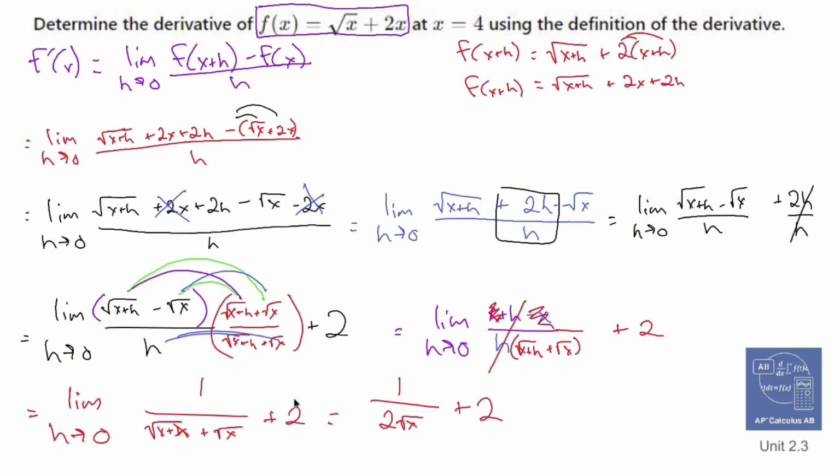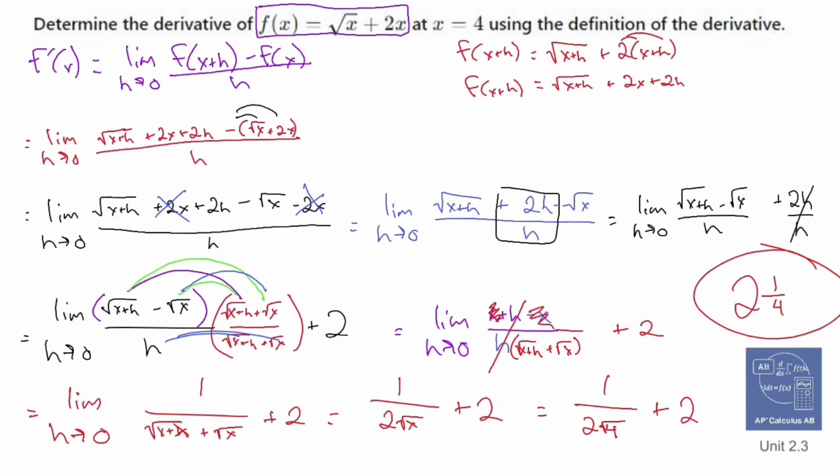Okay, when I plug in 0 for h, nothing happens. Not done quite yet though, because I have to plug in 4 for x. That's going to be 1 over 2 times root 4 plus 2, which is going to be, I'm out of space, 1 over 2 times 2, so 1/4 plus 2 is 2 1/4. So kind of a messy problem.